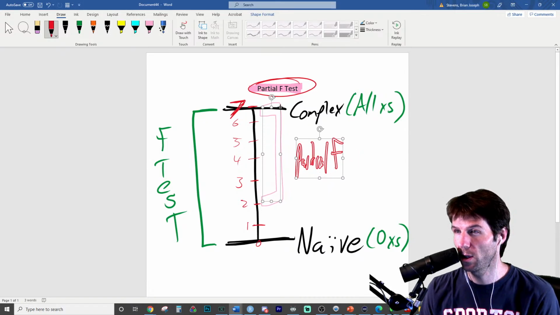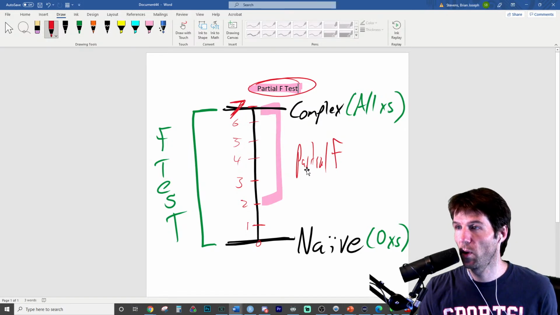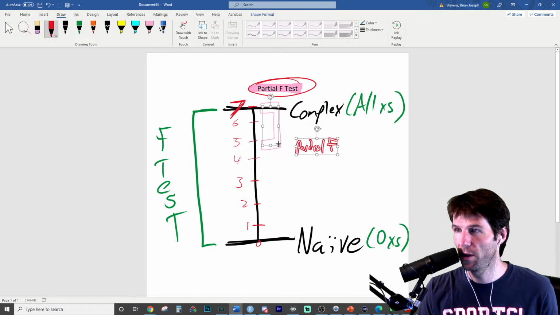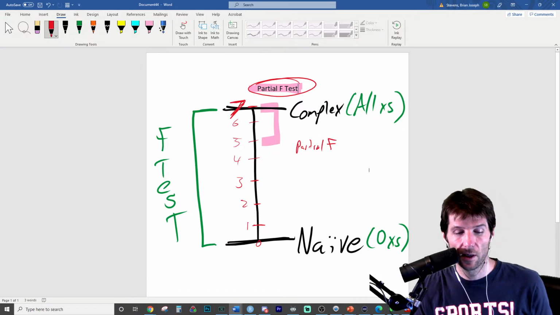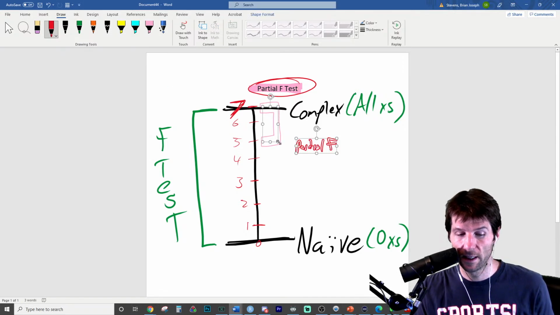So you can do this partial F test comparing a 2 variable model to a 7 variable model. This is part of the way here. The full F test always goes from naive to full, but this right here would be a partial F test comparing a model with 5 variables to a model with 7 variables. So we're always asking, does the inclusion of variables bring with it new information?